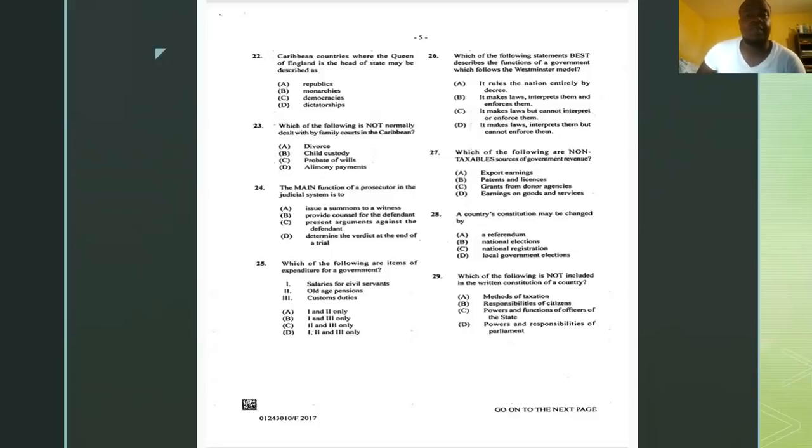Which of the following statements best describes the functions of a government which follows the Westminster model? This one, some of the answers are closely associated. So A, it rules the nation entirely by decree. Or B, it makes laws, interprets them, and enforces them. C, it makes laws but cannot interpret or enforce them. D, it makes laws, interprets them, but cannot enforce them.